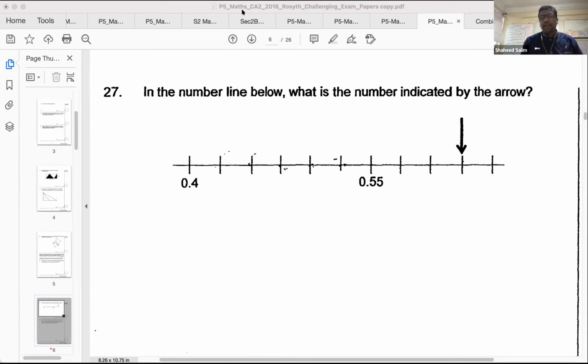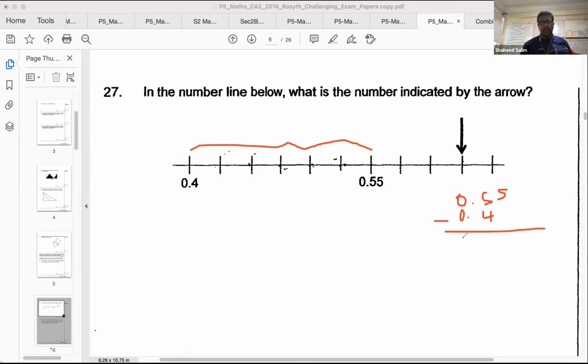You got to follow the 3-step method I taught before. Step 1, big number minus small number. Step 2, divide by the number of parts. How many parts are there? Then you can find one part. Big number minus small number. This is what you get. Then divide by the number of parts here.